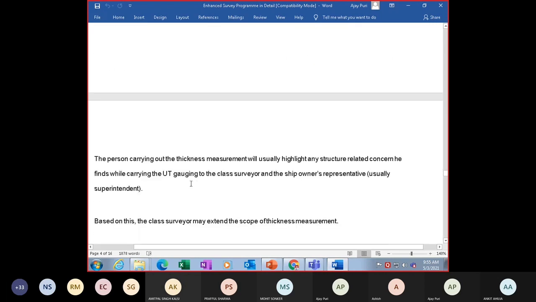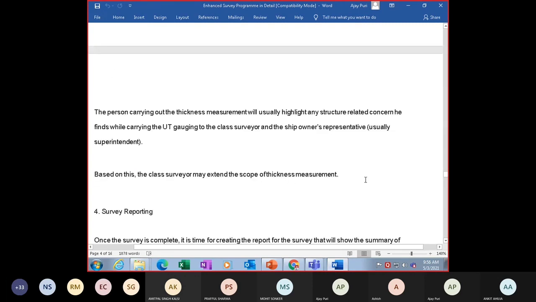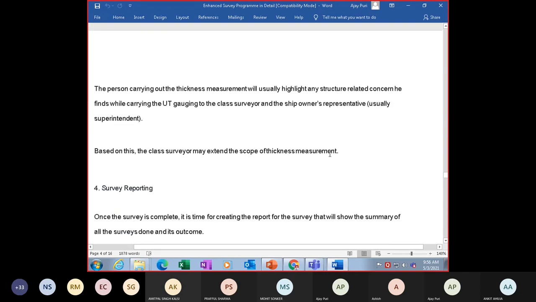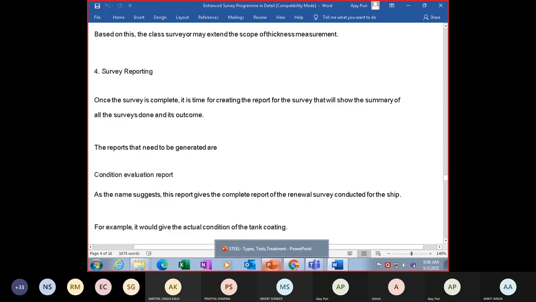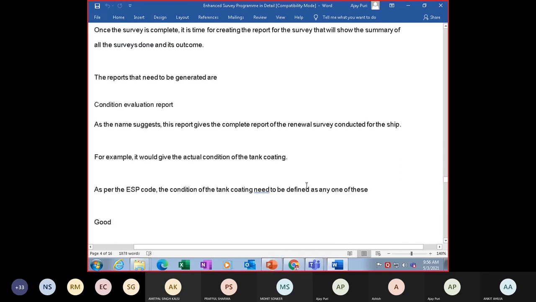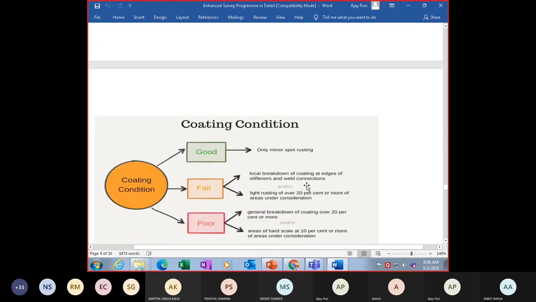Then the UT gauging will be done with the class surveyor and ship owner's representative, which is your superintendent. And then you can extend the scope of your thickness measurement if you suspect other areas also. Then your reports have to be generated, your condition evaluation report. What is the actual condition of tank coating? Is it good, fair or poor? That has to be mentioned.